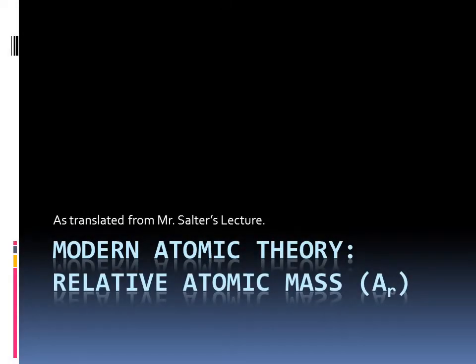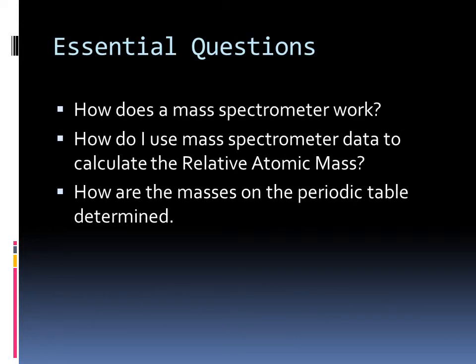Modern atomic theory, relative atomic mass, as translated from Mr. Salter's lecture. Essential questions. How does a mass spectrometer work? How do I use mass spectrometer data to calculate the relative atomic mass? How were the masses on the periodic table determined?